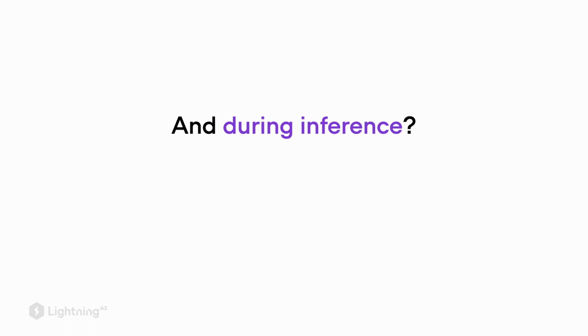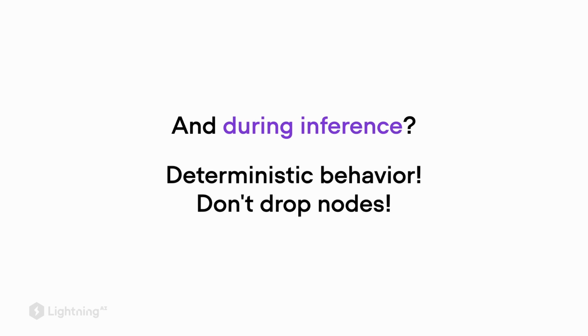During inference we actually want deterministic behavior. We don't want to drop any nodes during inference. Otherwise, what would happen is that we would get different results every time we use our neural network on new data, and that would be pretty confusing or annoying. So in simple terms, during inference we don't drop any nodes. However, there is a small adjustment that we have to make.